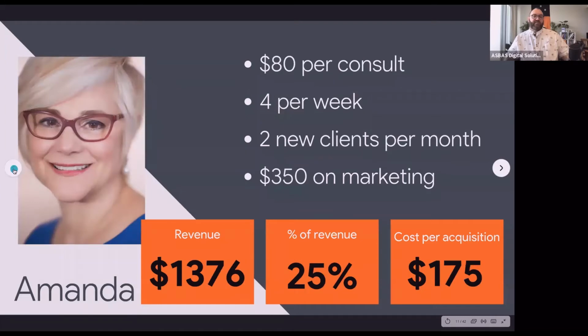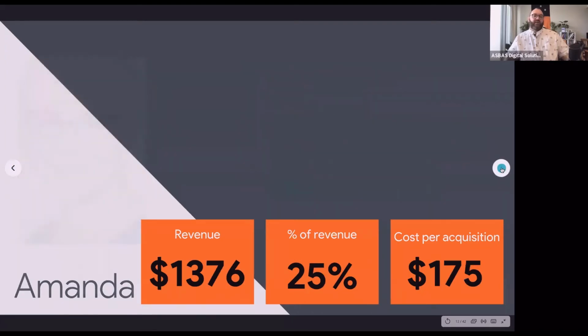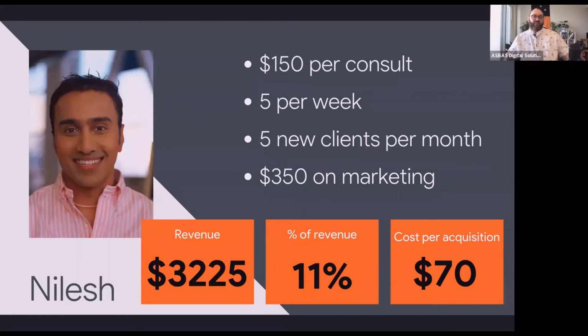Now, if we go back to Amanda, we can see that she does 4 consults a week. Nilesh does 5 consults a week. So his revenue is significantly more than Amanda's. At 5 new clients a month, because he's spending the same amount on marketing to get those 5 new clients, it is significantly less than Amanda's. At 25%, Amanda's is very high. But at 11% of revenue that Nilesh has got, it's a heck of a lot less than 25%, because he's got the same amount, but broken down over 5 new clients, and he can handle more than 1 more client per week than what Amanda can as well.